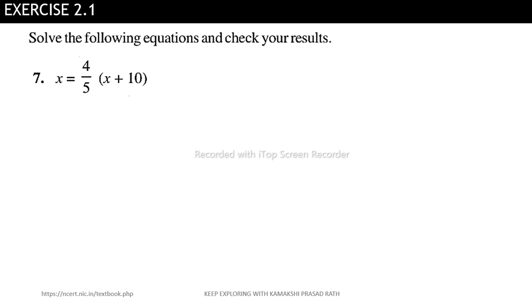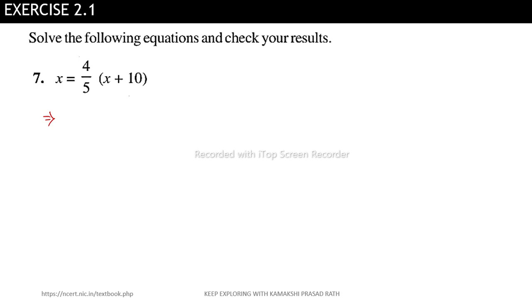Another type of question. Here it is given x equals 4 by 5 into (x plus 10). There are many ways of solving this. Let's see one of them. Now x equals 4 by 5, and the 4 by 5 is multiplied with (x plus 10).